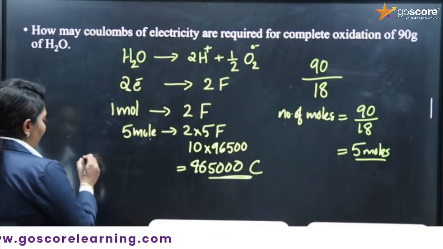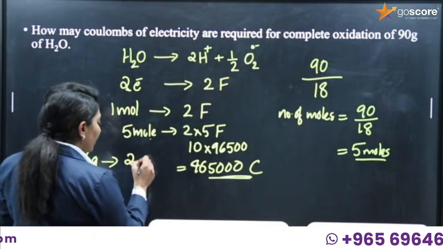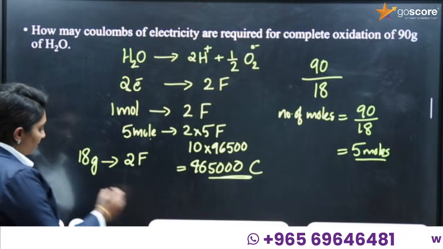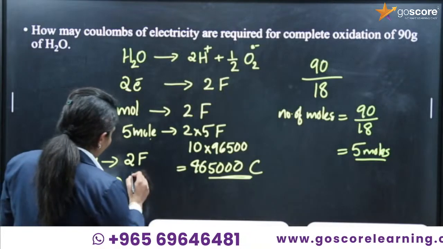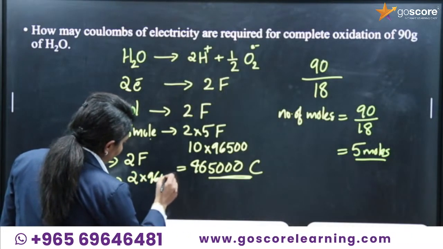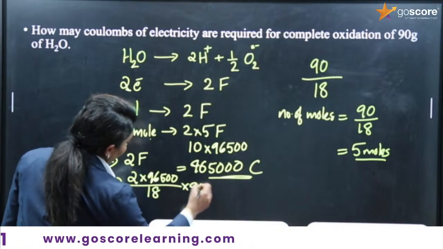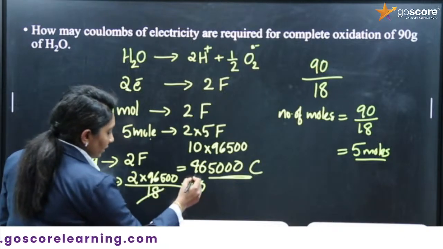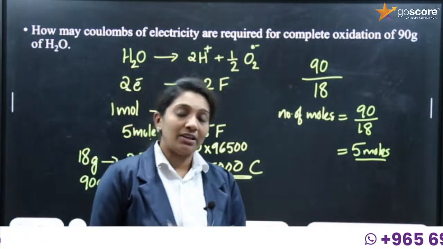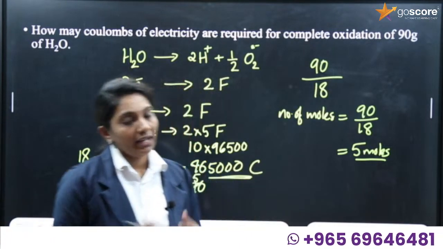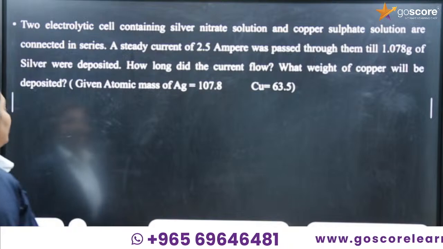Or either you can do it like this, because 1 mole of water means it is 18 gram, right? 18 gram requires 2 Faradays of electricity, right? Then you can check for 90 gram: it will be 2 into 96,500 divided by 18 into 90. Here also when you cancel, it will be 5, and 5 into 2, you will get the same answer. You can do it in any way. If you get the concept clear, you can do it in your logical way. Okay. Now let's see the next question.